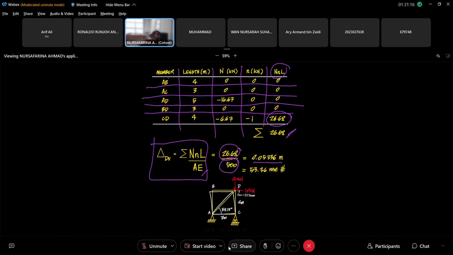Then you substitute into the equation, you get 28.68 divided by 500, which is your AE, and you will get 0.05336 meter. This one is in meters, unless you put kilonewton here, times 10 to the power 3, then you get mm directly. With 500 kilonewton in the question, you get 53.36 mm. So what happened? It deflects downward, vertical by 53.36. Actually, I want you to try, try to find delta at horizontal.